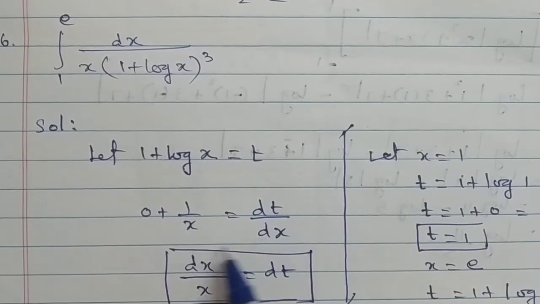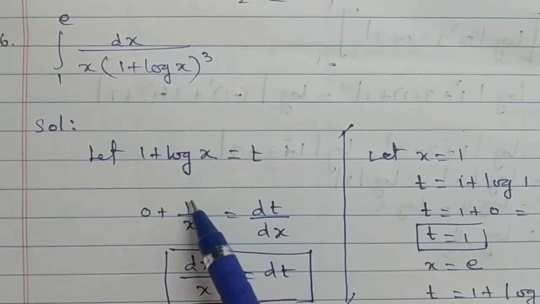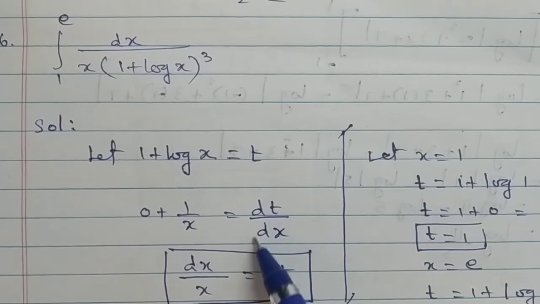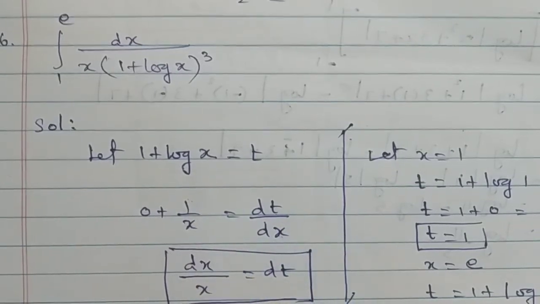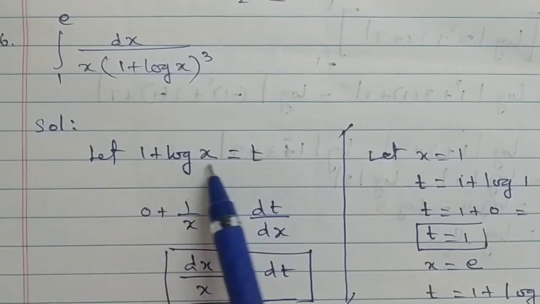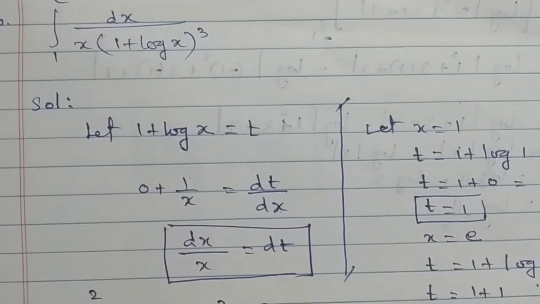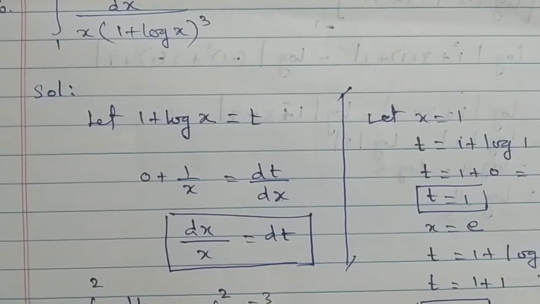So bring the term dx by x equal to dt. The dx in the denominator is brought into the numerator, so dx by x equals dt. So 1 plus log x equals t and dx by x is equal to dt.